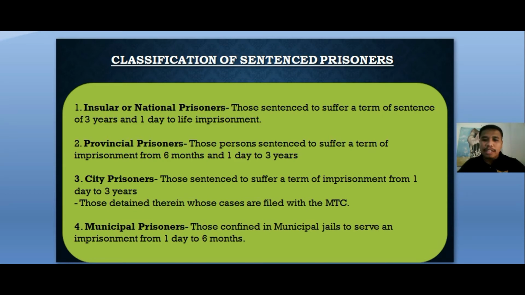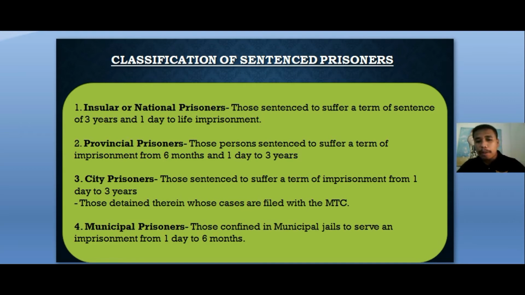If the imprisonment is from 6 months and 1 day to 3 years, that is called a provincial prisoner. If the imprisonment is from 1 day to 3 years, that is called city prisoners. On the other hand, take note, if the person will serve his sentence in a penal institution for 3 years and 1 day and above, or to life imprisonment, at least 3 years and 1 day and up, like say 4 years or 5 years, that is called an insular or national prisoner.